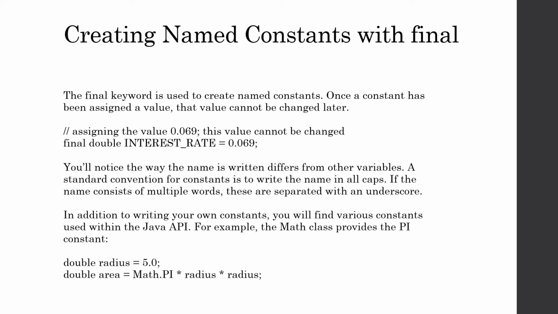In this case, whenever we're dealing with constants, the standard for how we name it looks a little bit different. We're going to put the name in all capital letters. So we've got INTEREST_RATE. And anytime that we have words, we want to separate the words in our variable name, we're going to use an underscore as the separator.